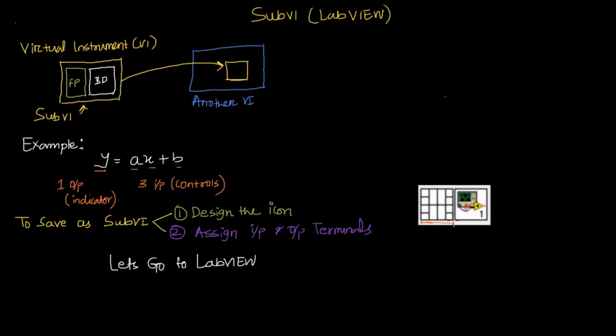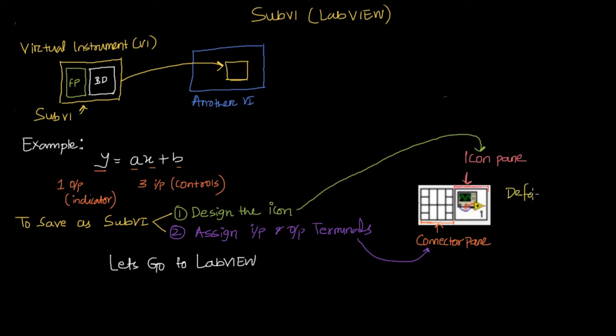So this part is called the connector pane and this part is called the icon pane. The two tasks I've told you, designing the icon of the SubVI is done through this icon pane, and assigning the input and output terminals is done using this connector pane. Both of these are the default looks of the panes.